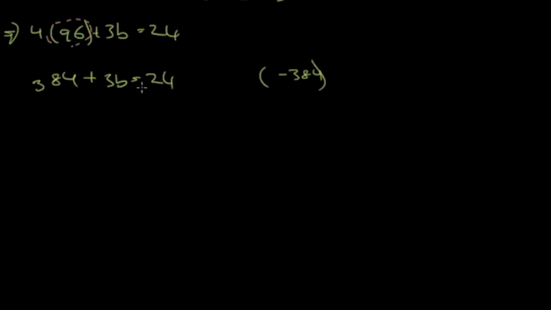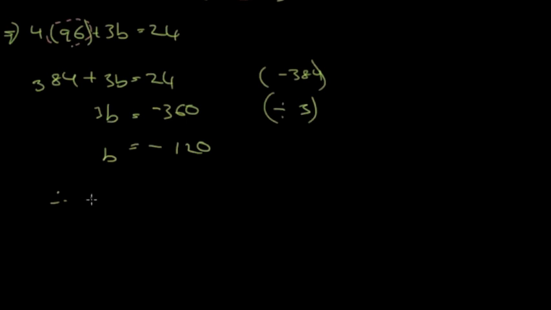Cool, and then so 24 minus 384 is, I hope, 360. Oh, negative 360. And then we can divide both sides by 3. Should be pretty familiar with this situation with something times a number and dividing both sides by that number equals negative, don't forget your negative sign, 120.